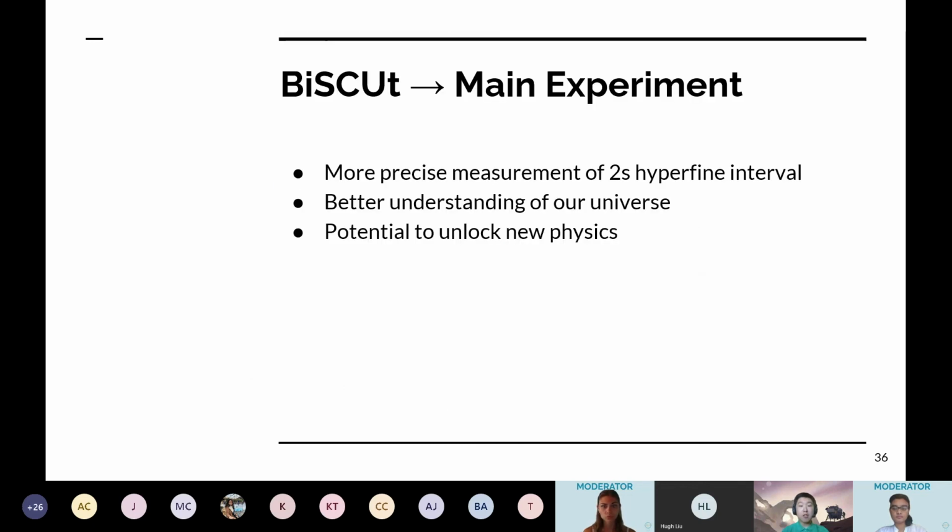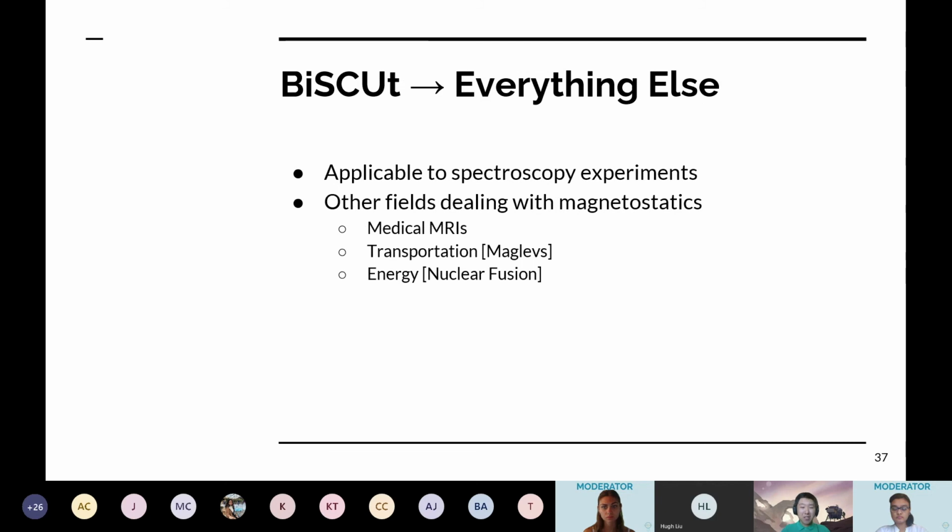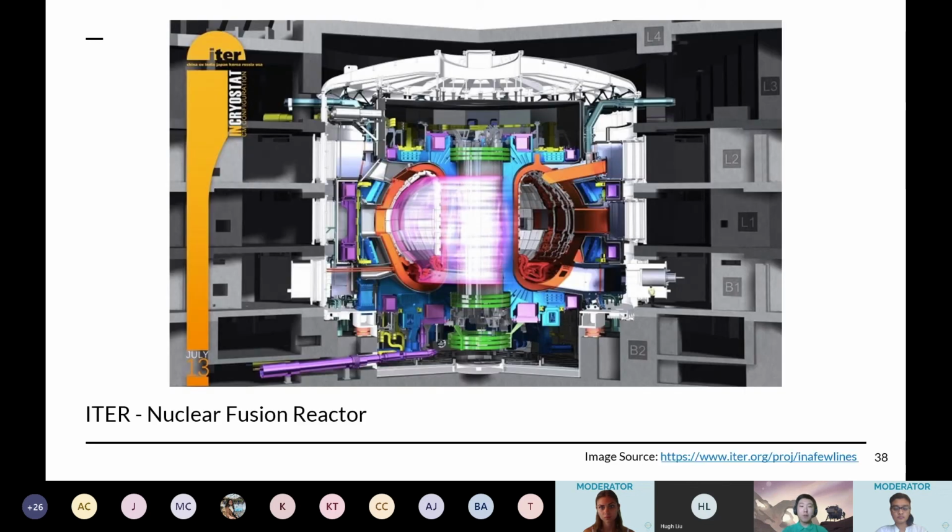This is great. That means if we're able to get this experiment done well, we will have a better measurement of the 2s hyperfine interval in hydrogen and be on our way to helping contribute to quantum electrodynamics. Now, Biscuit isn't just about atomic physics. It isn't just about spectroscopy even. It's about everything that deals with magnetostatics. So this can be applied to stuff like medical MRIs, transportation using magnetic levitation, or even clean energy using nuclear fusion. As an example, ITER's nuclear fusion reactor, coming up in the next decade or two, uses a bunch of magnetic coils to model its magnetic field.